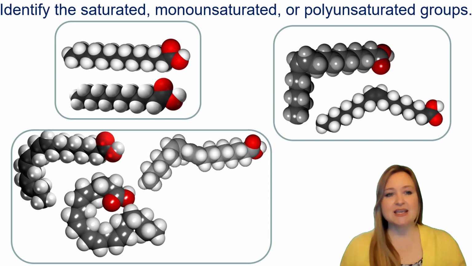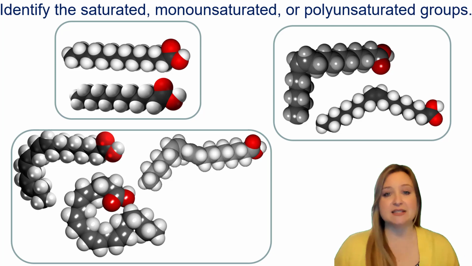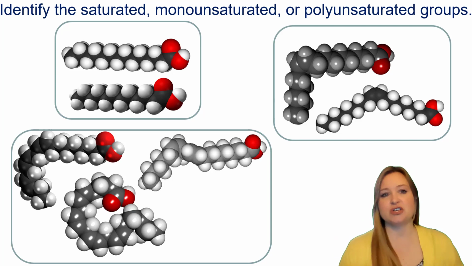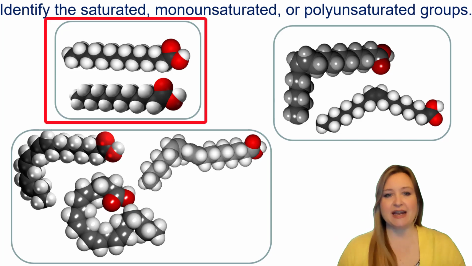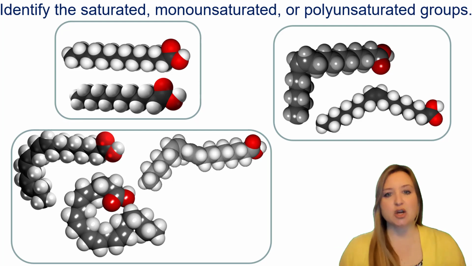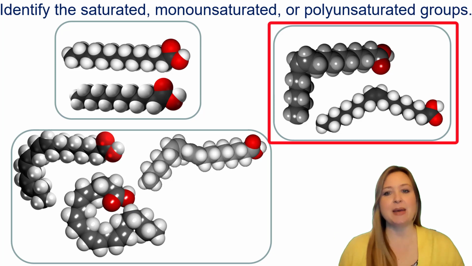Okay, again, the key here is that saturated fatty acids, because they have no double bonds, are going to be linear in structure. So if we look, this group are the saturated fatty acids. They're completely linear. Okay, well, how about monounsaturated fatty acids? We know that monounsaturated fatty acids are going to have one double bond. So they're going to have one bend in the molecule. And that would be this group over here. They bend once in the molecule.